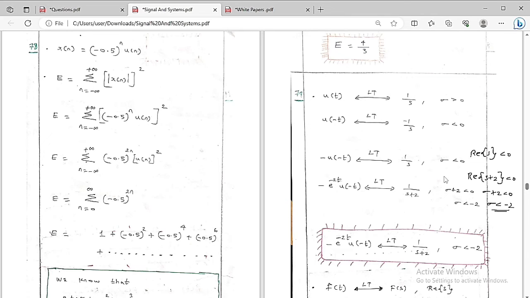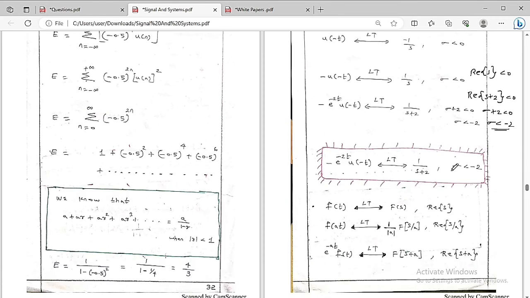So this is the ROC. Therefore, e to the power of minus 2t into u of minus t has the Laplace transform 1 by s plus 2 with an ROC sigma less than minus 2. So this formula you always have to keep in your mind. Therefore, finally, for the signal x of t equal to minus e to the power of minus 2t into u of minus t, the Laplace transform is 1 by s plus 2 with an ROC sigma less than minus 2.